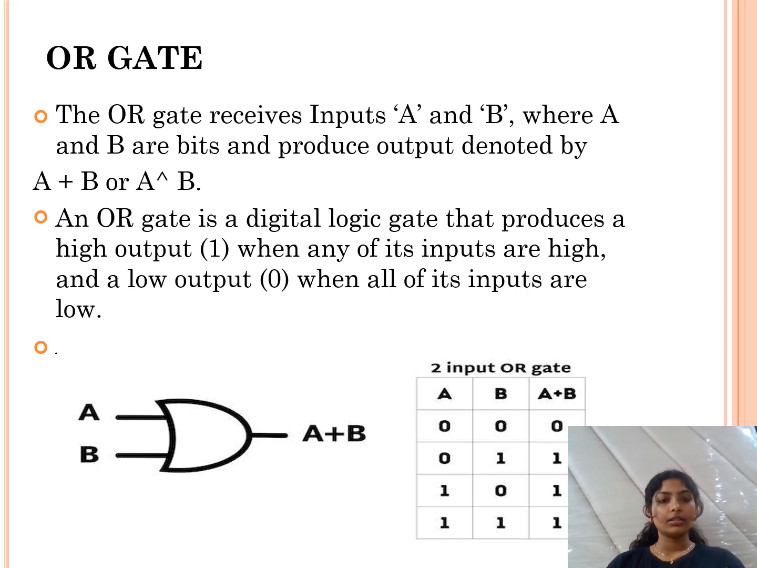OR gate. The OR gate receives inputs A and B, where A and B are bits, and produces output denoted by A plus B. An OR gate is a digital logic gate that produces a high output 1 when any of its inputs are high and a low output 0 when all of its inputs are low.